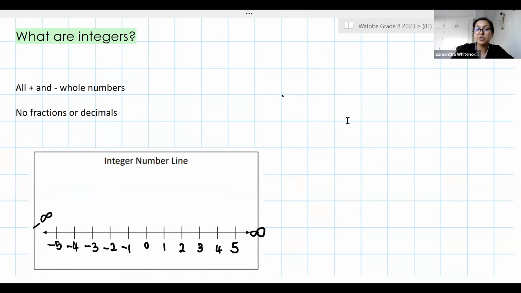Okay, so that is essentially what integers are. Again, they are all our positive and negative whole numbers. So no fractions, no decimals. Think of your number line, think of the numbers that you would count in as whole numbers. Those are your integers essentially.